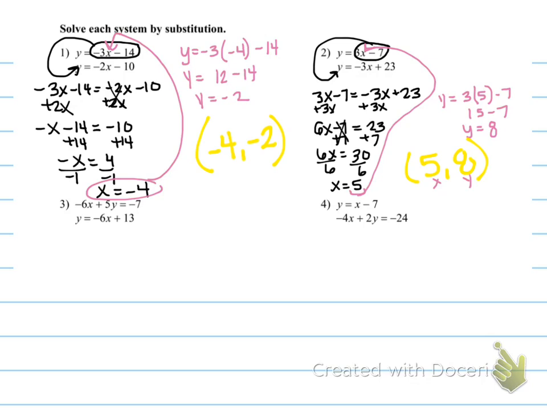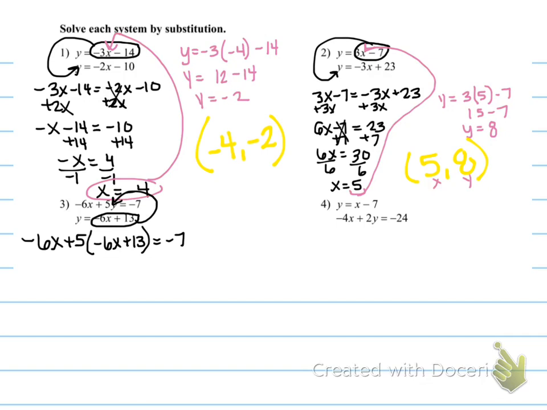Alright, let's keep going. Number 3. Number 3 is a little different because they're both not set equal to y. Only one is. So we're going to take what y does equal and substitute it for y in the equation above. So I would have negative 6x plus 5, but instead of writing y, I'm going parentheses negative 6x plus 13, and then equals negative 7. So now I've got both of those equations all stuffed into one.